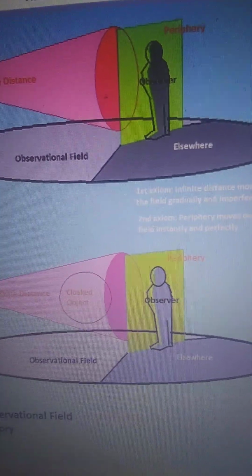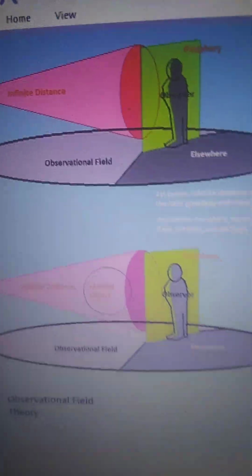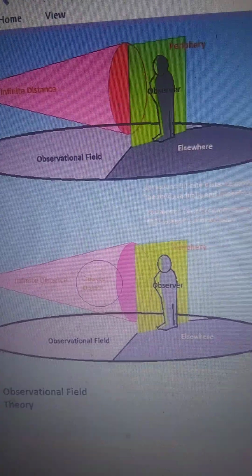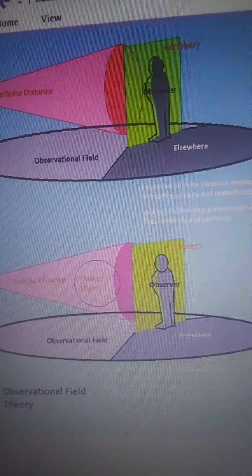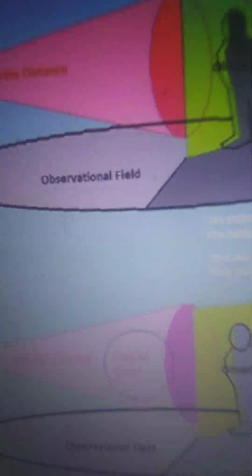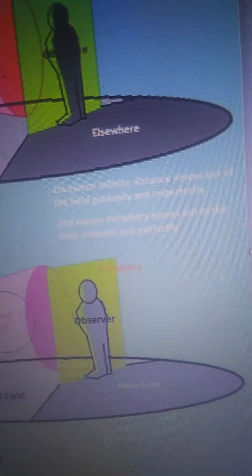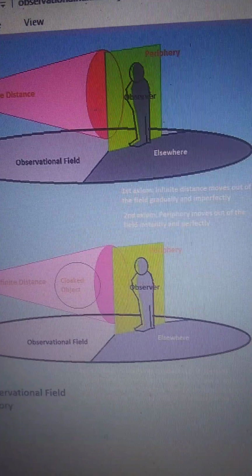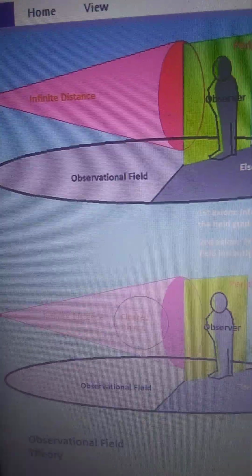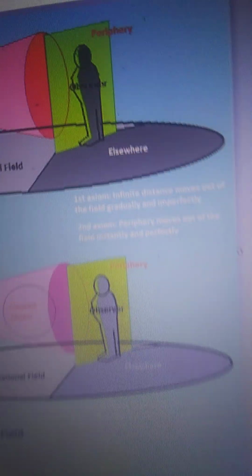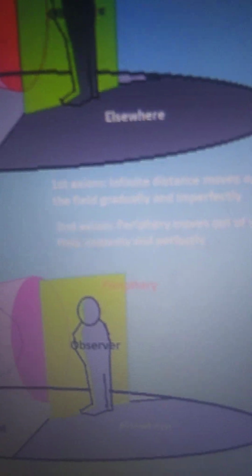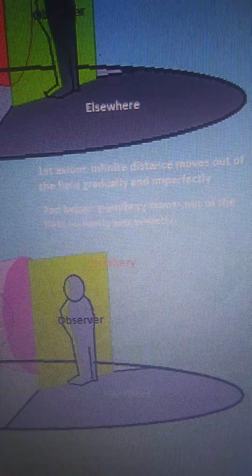But there's the observer, and he or she stands at the intersection between the observational field and elsewhere. Elsewhere is behind the periphery. And well, let me go ahead and explain what I'm talking about here, if you can read this.